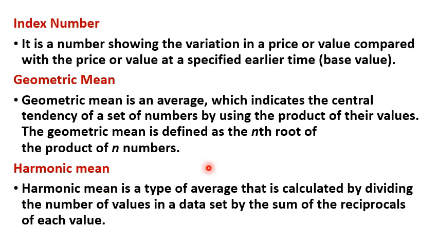Then next one, harmonic mean. Harmonic mean is a type of average that is calculated by dividing the number of values in a data set by the sum of the reciprocals of each value.